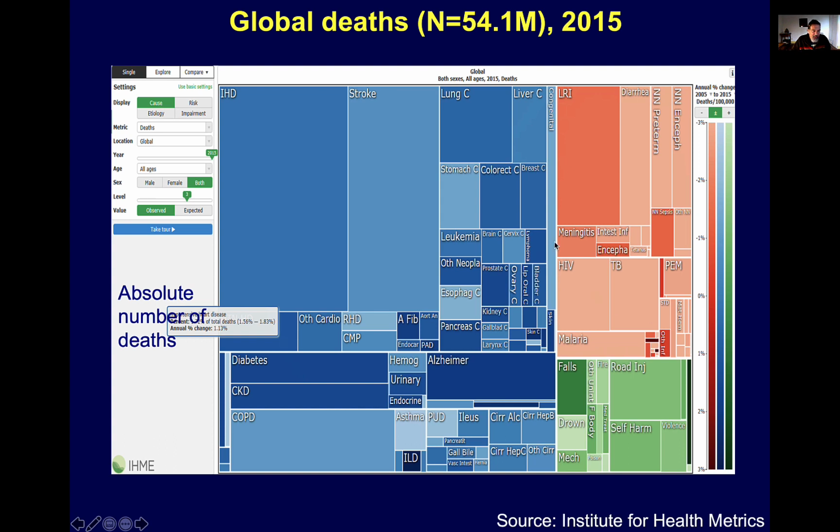The other thing that these visualizations highlight that I like is that the darker shades indicate things that are increasing over time, and the lighter shades indicate things that are decreasing. So you can see that increases in lower respiratory infections and encephalitis are happening globally in the number of deaths.